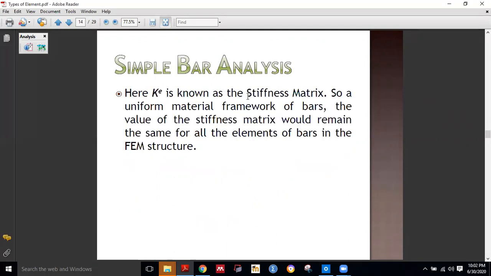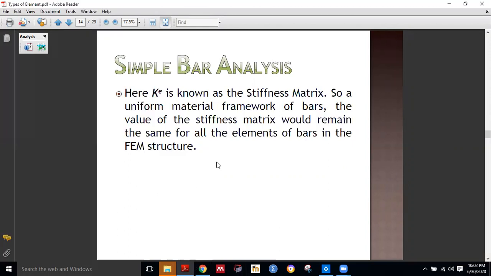Here Ke is known as the stiffness matrix. So for uniform material, for a bar, the stiffness matrix would remain the same for all the elements of the bar in the FEM structure. So this is the simple bar analysis.